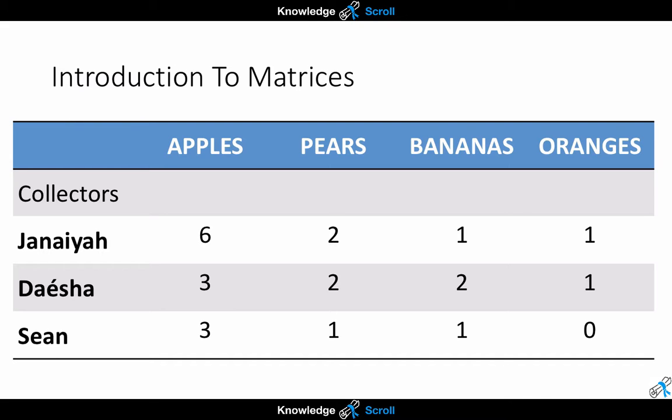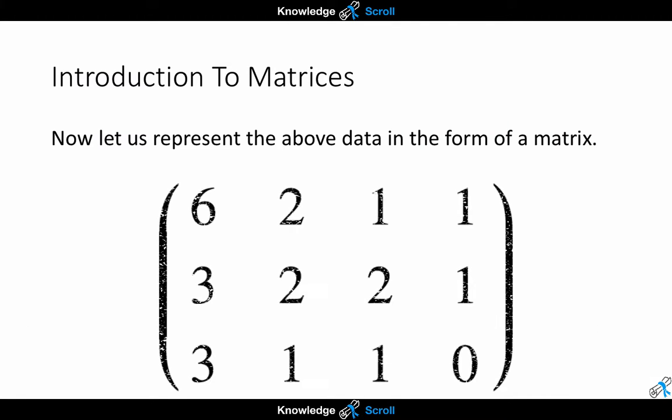So now we're going to extract that information and represent it in the form of a matrix. So we have the information 6211, 3221, 3110. These would be the values that we extracted from our table, and this is what the information would look like in matrix form.